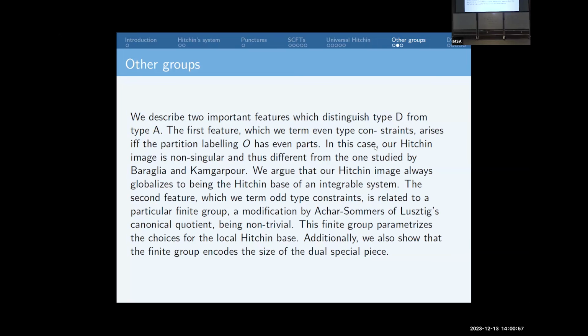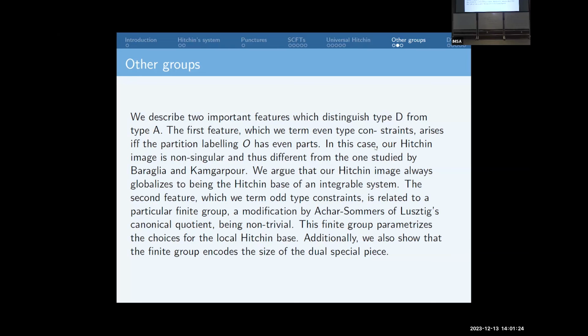So this was talking about the local, that you're working not with a curve, but with a neighborhood of a point of the curve. And then there's a question of whether things globalize or not. So these always do globalize on the curve. So in other words, the base of an integrable system.